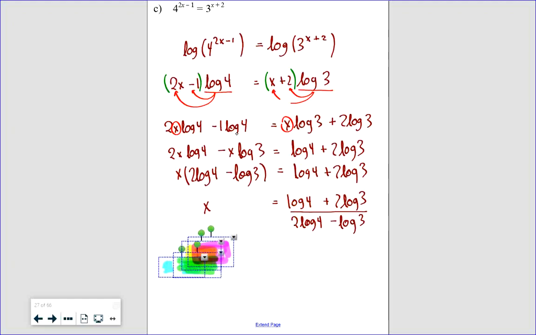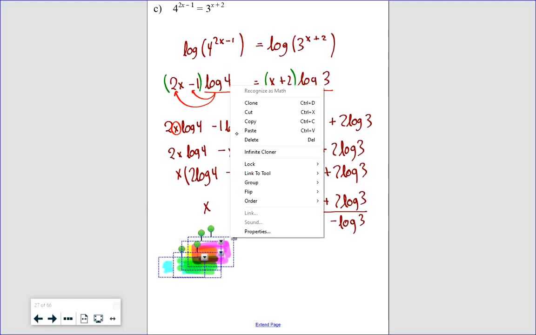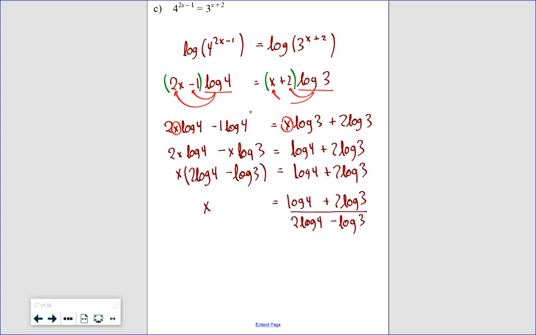I think it's a little confusing to have it on there. So if you're a highlighter person, I wouldn't necessarily highlight your work on an exam to that extent. To go to the third line, we expanded it out by multiplying those logarithms into the binomials. We move all the x's to one side, all of the non-x's to the other. We factor out the x and divide. Any questions with any of those steps?